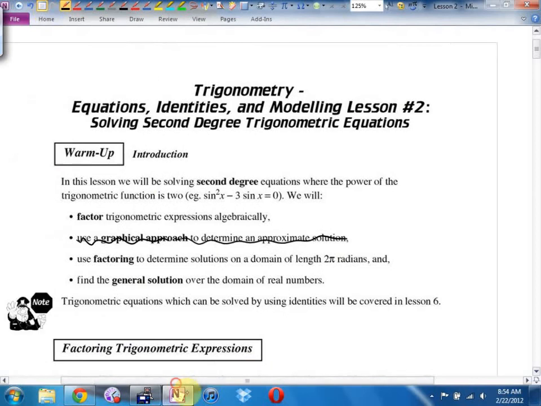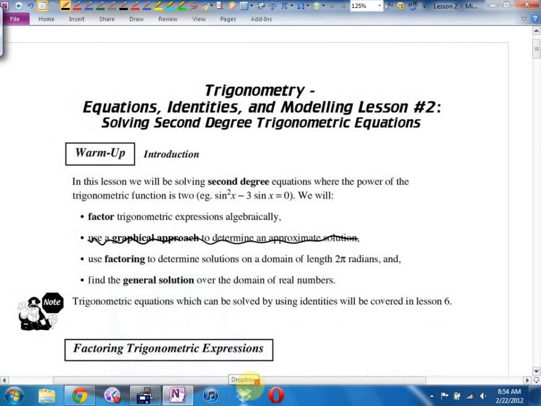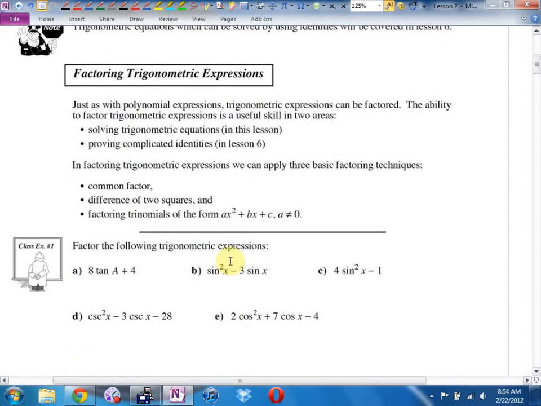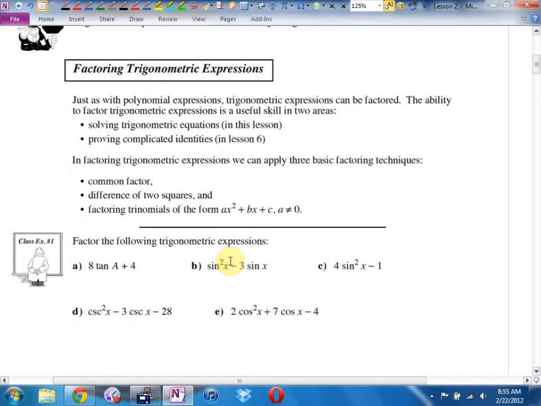We're going to do the same thing, but instead of an x or instead of an a, we'll have a trig function. It says this on page 317. Just as with polynomial expressions, trig expressions can be factored as well. The ability to factor trig expressions will be useful both in this unit and another unit. And in factoring trig expressions, we apply the three basic factoring techniques.